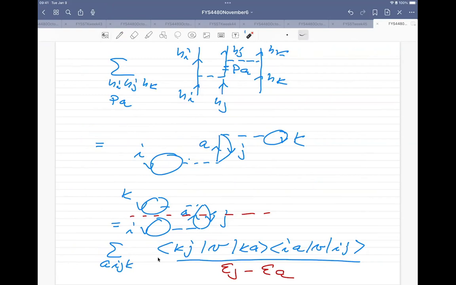So this is the expression which we ended up with last week. Now, if I flip this vertex into that expression, or that diagram, the only thing which will change is the order between K and J and K and A.